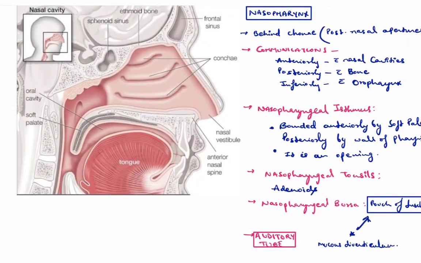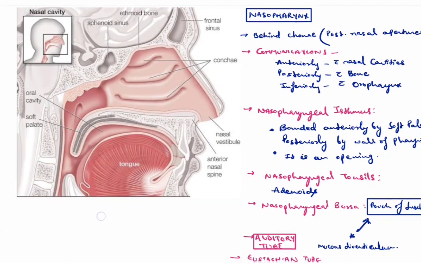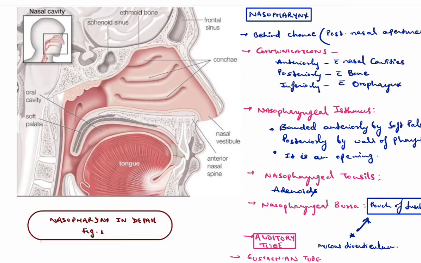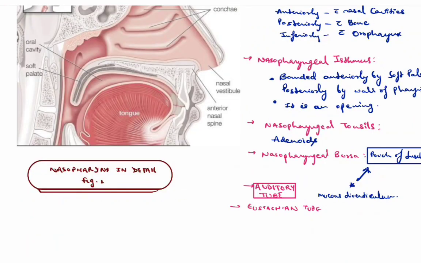So yeah, now the auditory tube opening is also present here in the nasopharyngeal region only, that is also known as the eustachian tube. Now it has the salpingopharyngeal fold, salpingopalatine fold and pharyngeal recesses.